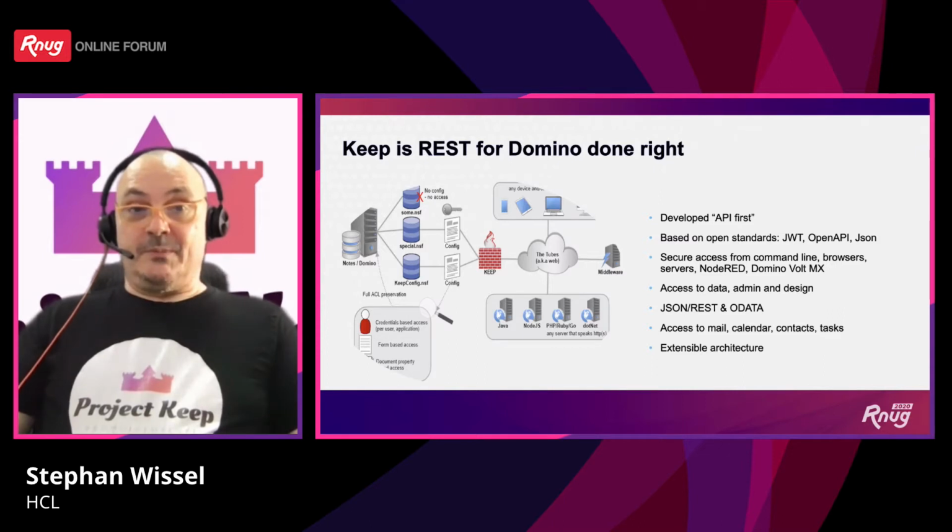What is Project Keep? The tagline is Keep is a REST API for Domino done right. And there's a few attributes you can see on the slide. We say API first, open standards, security, which we put into planning before we get started.